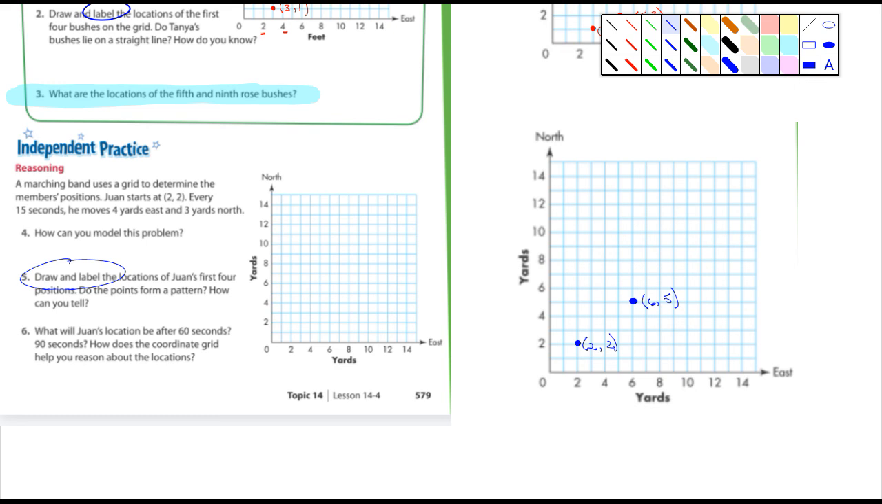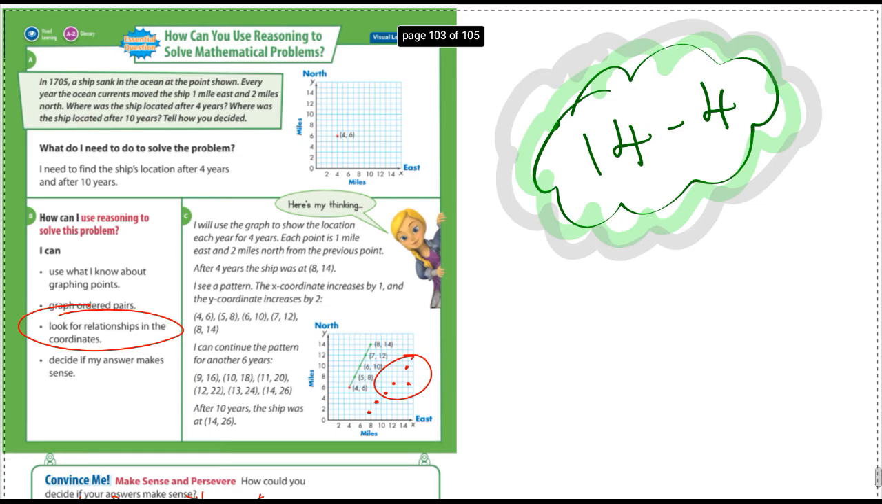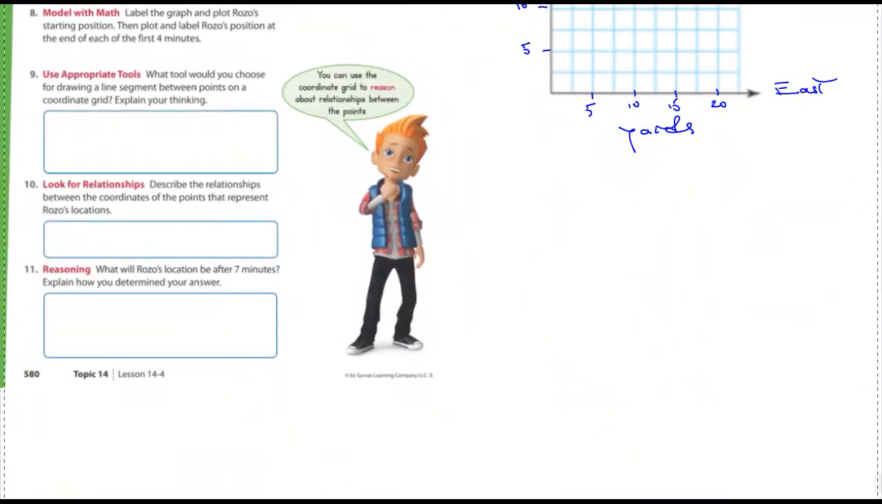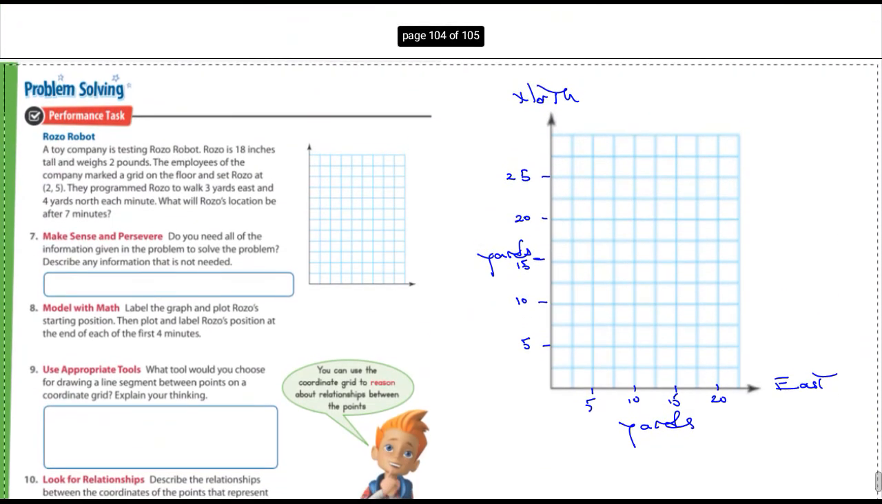Okay, so I think that's another good class craft question. What would his location be after 60 seconds? And then after 90 seconds? That's what I want to know. In other words, the coordinate pair. How does the coordinate grid help you reason about the locations? Well, again, you're just looking for a pattern, I would think. Okay, what else? Yeah, I think I'll just let you guys do this one.